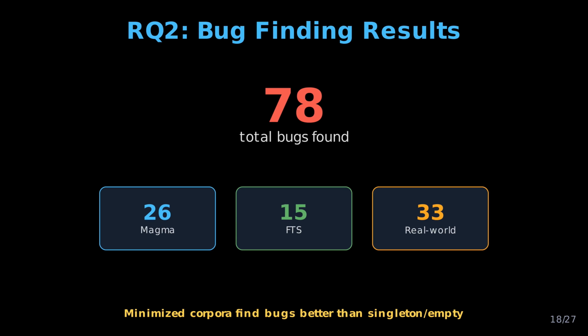Interestingly, the paper also found two Magma bugs that had never been found by any fuzzer in prior evaluations, including campaigns totaling over 200,000 CPU hours. These bugs were only discovered using minimized corpora with AFL.